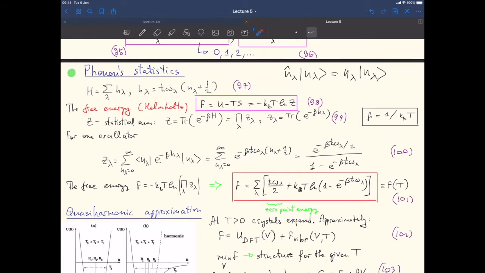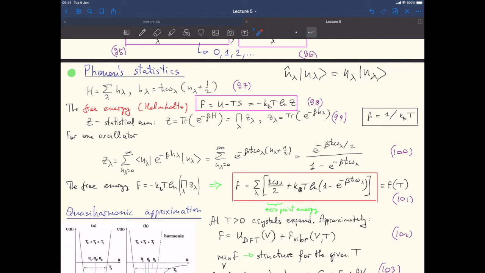And this statistical sum can be easily calculated. Indeed, what we need to do, we need to sum over all possible states and take these matrix elements. But because n lambda is an eigenstate of the operator n lambda, and h lambda is just a linear combination of that operator with a prefactor and a constant, of course, these n lambda are eigenstates of h lambda as well. And therefore, when we calculate this matrix element, it will be equal basically to that exponent in which h lambda is replaced by the eigenvalue.